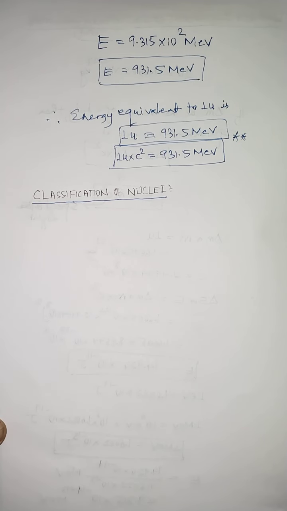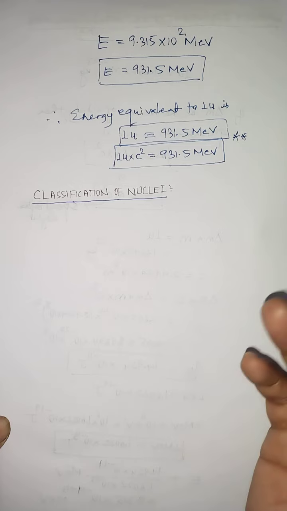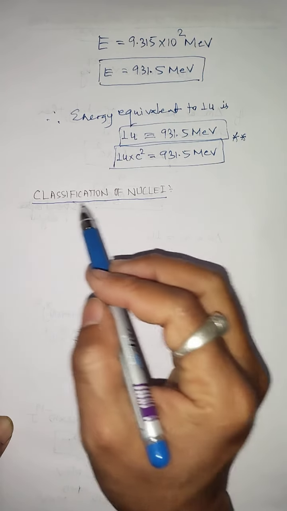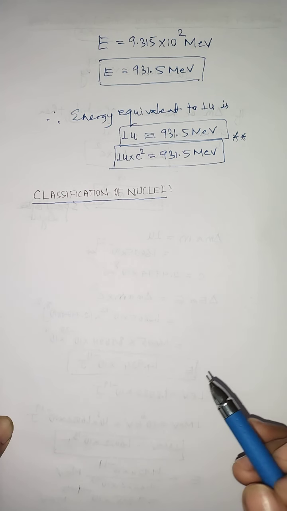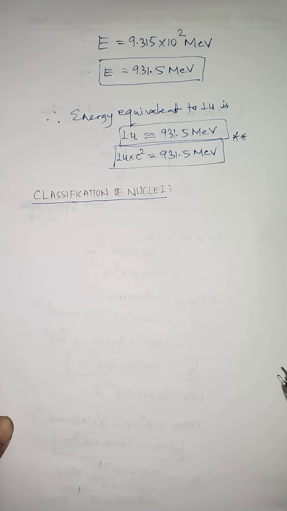All right, dear children, now before we go to the last topic from this nuclear structure chapter, that is called nuclear reaction, let me just come to the topic that is called the classification of nuclei. As you know, different atoms have different nuclei. Every atom has a nucleus, but the size and the radius of all the nuclei are not the same. And the size and the shape of the nucleus is also determined by what?